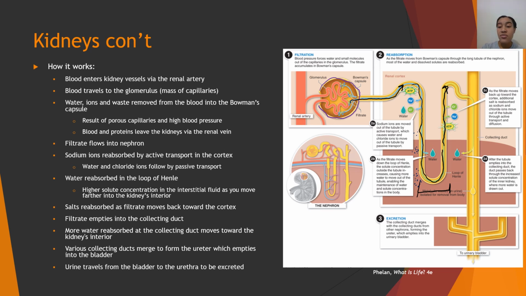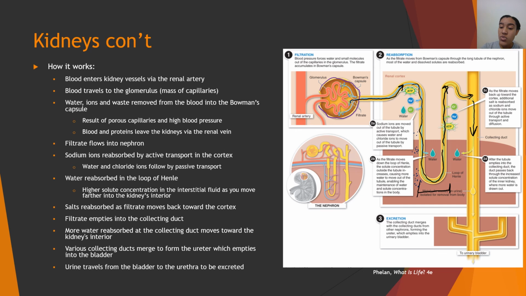So the concentrated filtrate will then join into the collecting duct. Each nephron has its own collecting duct, so there are several of them. And so the filtrate will then travel down the collecting duct, and the collecting duct travels towards the innermost part of the kidney again. So as the filtrate is traveling down that duct, more water is being absorbed. This is the last chance for the kidney to absorb any water.